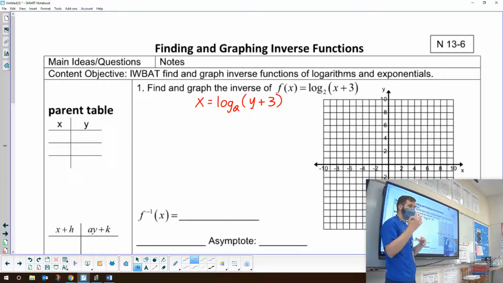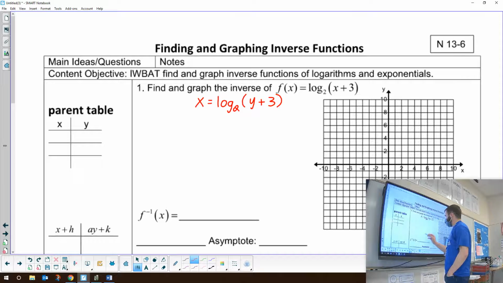Now before we do that, I want you to notice what my new equation is going to be. Since we started off with a log base 2, we're going to finish with an exponential of 2. And since I started with a plus 3 on the inside, we're going to finish with a minus 3 on the outside. And then we're going to take a moment to graph that.